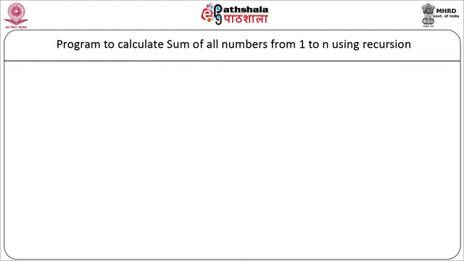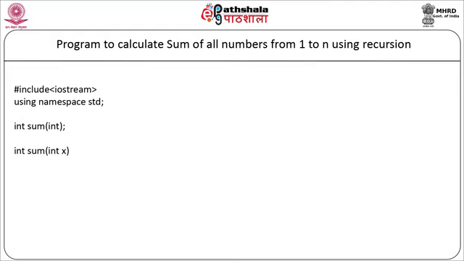We will start with our program: hash include iostream, using namespace std, integer sum integer x. We will start with our function body. If x is equal to 1, it will return 1, else it will return x plus sum of x minus 1. It is exactly on the same line as the factorial function, and our function will end. Now here we are adding the numbers, in factorial we were multiplying the numbers, only that is a change, otherwise the logic will be exactly the same.